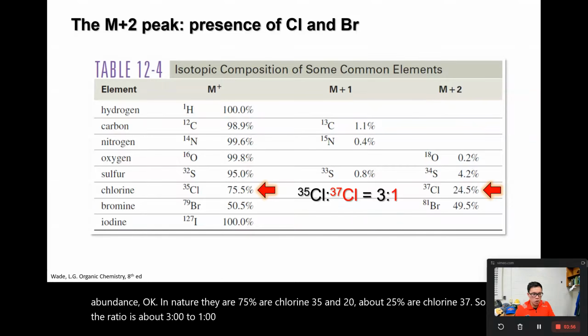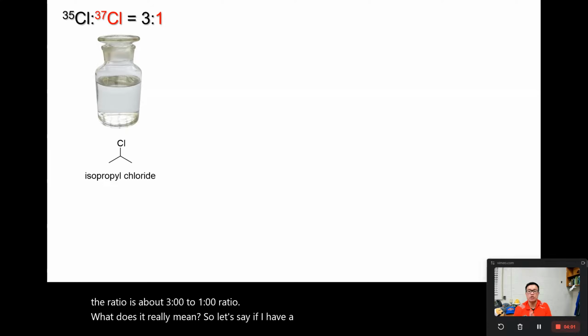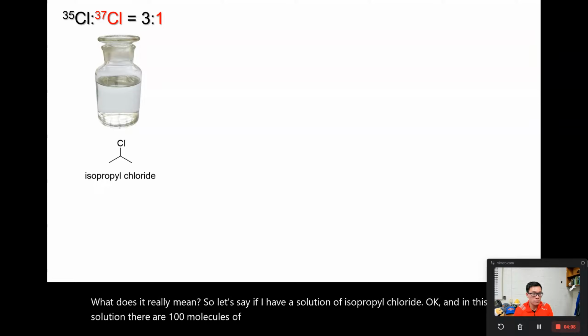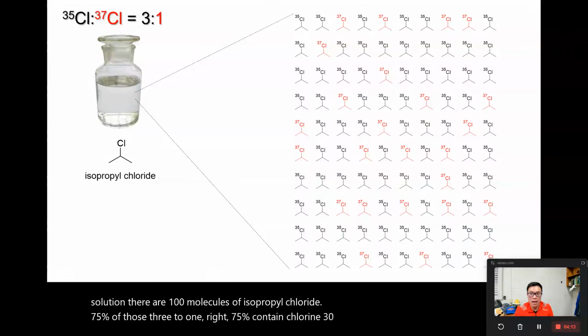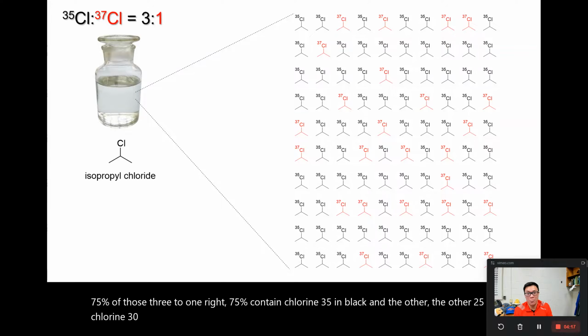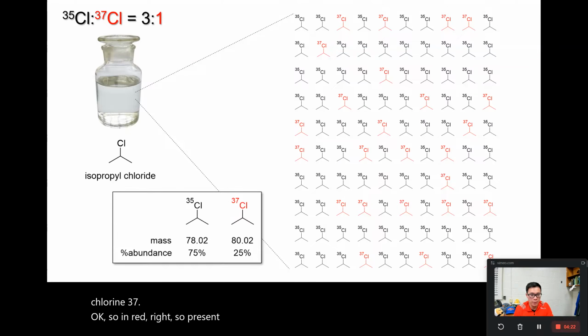What does it really mean? Let's say I have a solution of isopropyl chloride, and in this solution there are 100 molecules of isopropyl chloride. 75% of those, 3-to-1, right, 75% contain chlorine 35 in black, and the other 25% contain chlorine 37, in red. So the percent abundance is 75%, 25%.